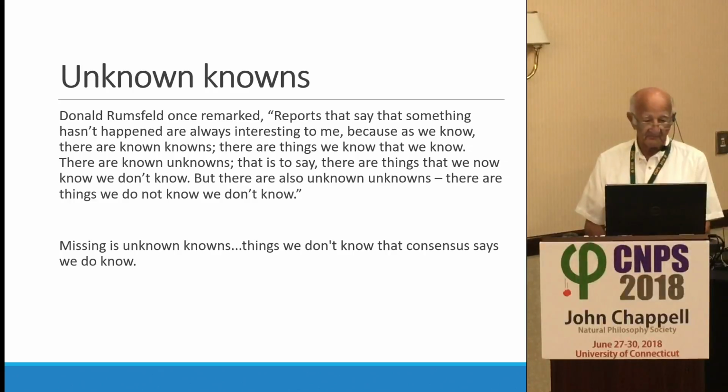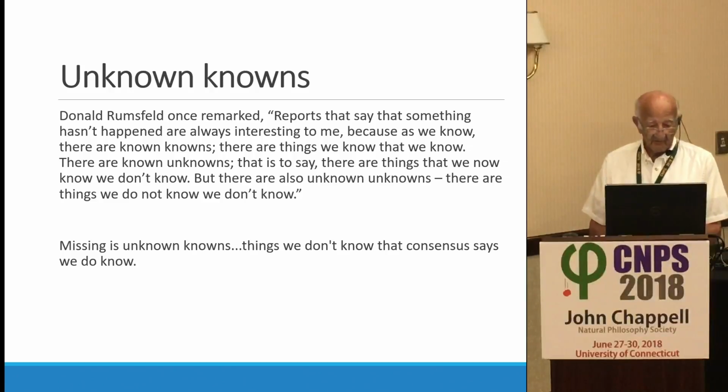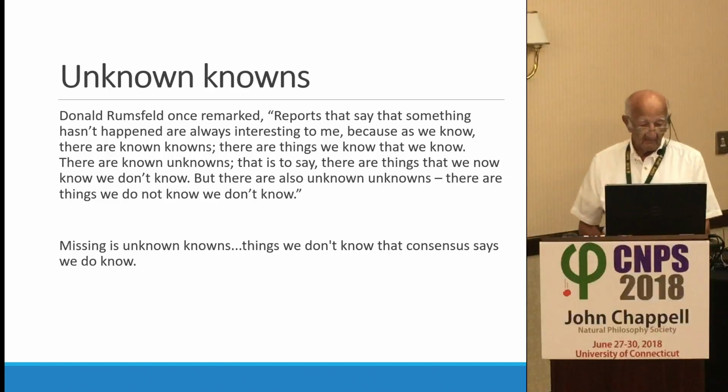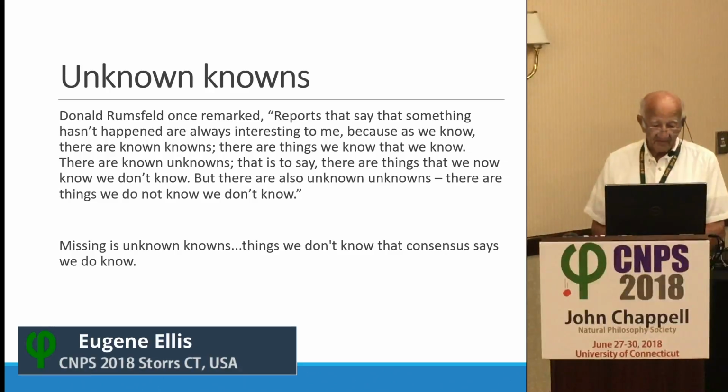Donald Rumsfeld once remarked, reports that say something hasn't happened are always interesting to me because, as we know, there are known knowns. There are things we know that we know. There are known unknowns. That is to say, there are things we now know that we don't know. But there are also unknown unknowns. There are things we do not know we do not know. Missing is unknown knowns. Things we don't know that consensus says we do know.